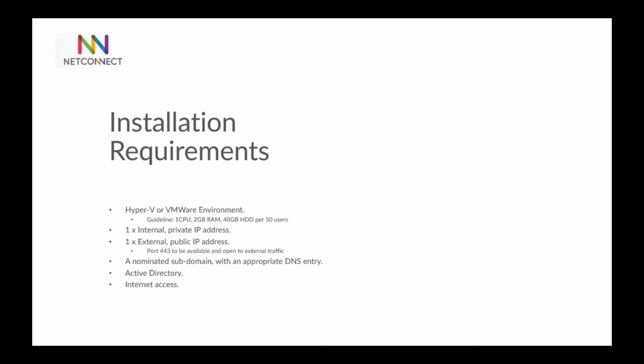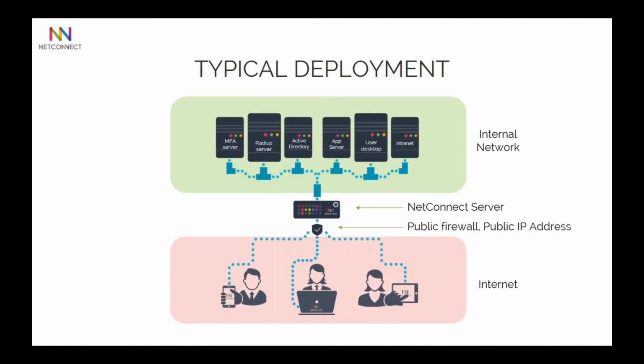You'll need to have one internal IP address and one external public IP address so that people can access your NetConnect instance externally. Port 443 will need to be available and open to external traffic. You'll need to nominate a subdomain with an appropriate DNS, so it'd be connect.yourcompany.com or access.yourcompany.com, something of this nature. Strongly recommend you integrate with an Active Directory. Those other options are available if required, and you'll need internet access to your NetConnect box.